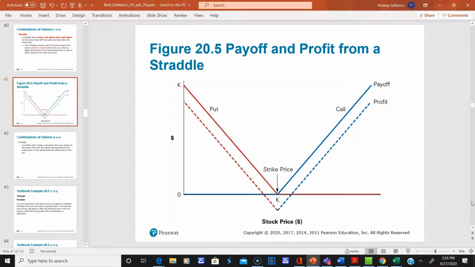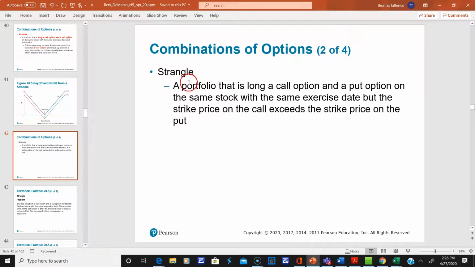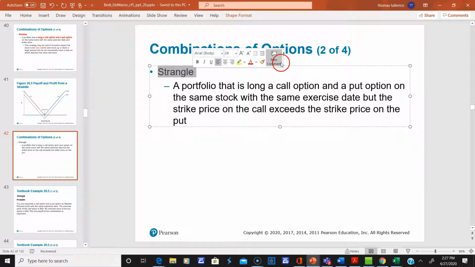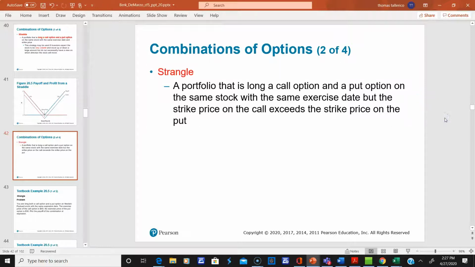So now you have a strangle, and a strangle is very similar. What's the difference between a strangle and a straddle? I don't know where they get these names from. A strangle is a portfolio of a long call option and a put option on the same stock with the same exercise date, but the strike price on the call will exceed the strike price on the put.